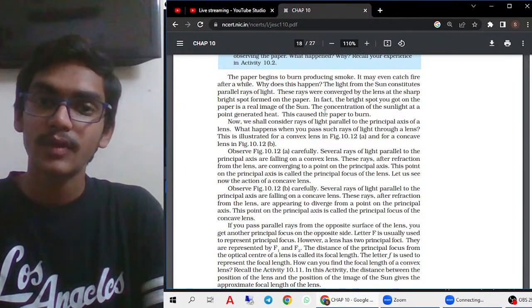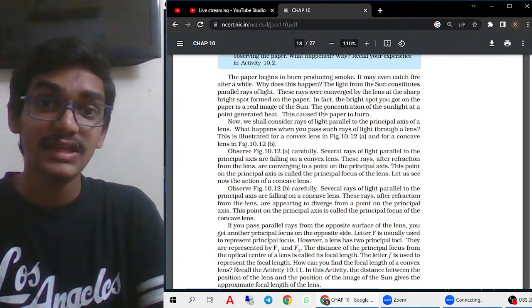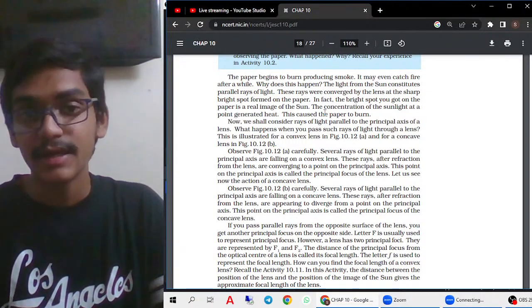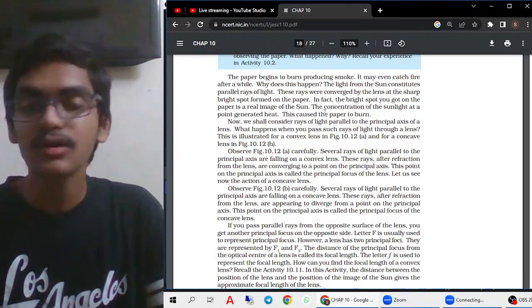Then, convex lenses help in focusing of the light. Therefore, if you see magnifying glasses also, we use a convex lens. Why the convex lens?